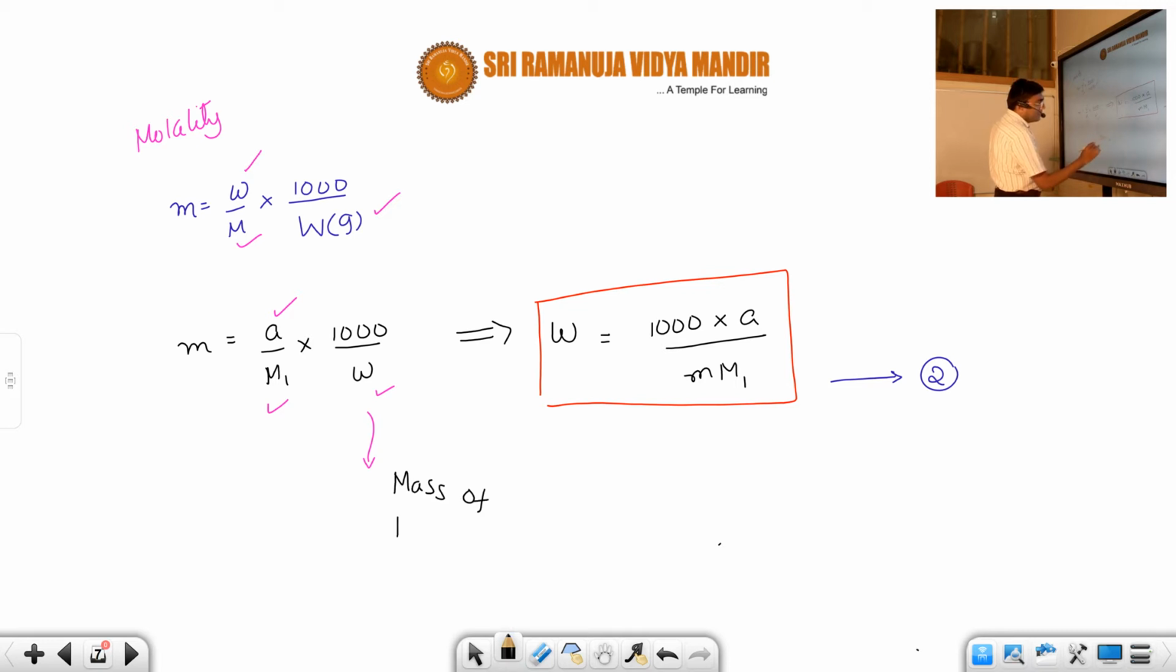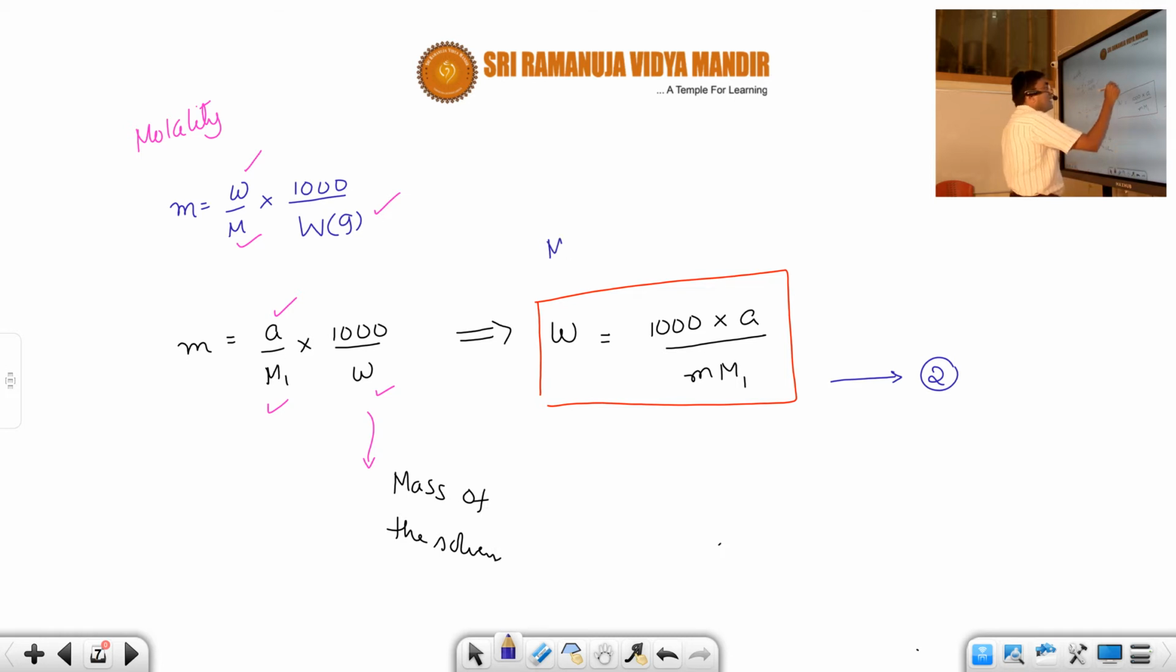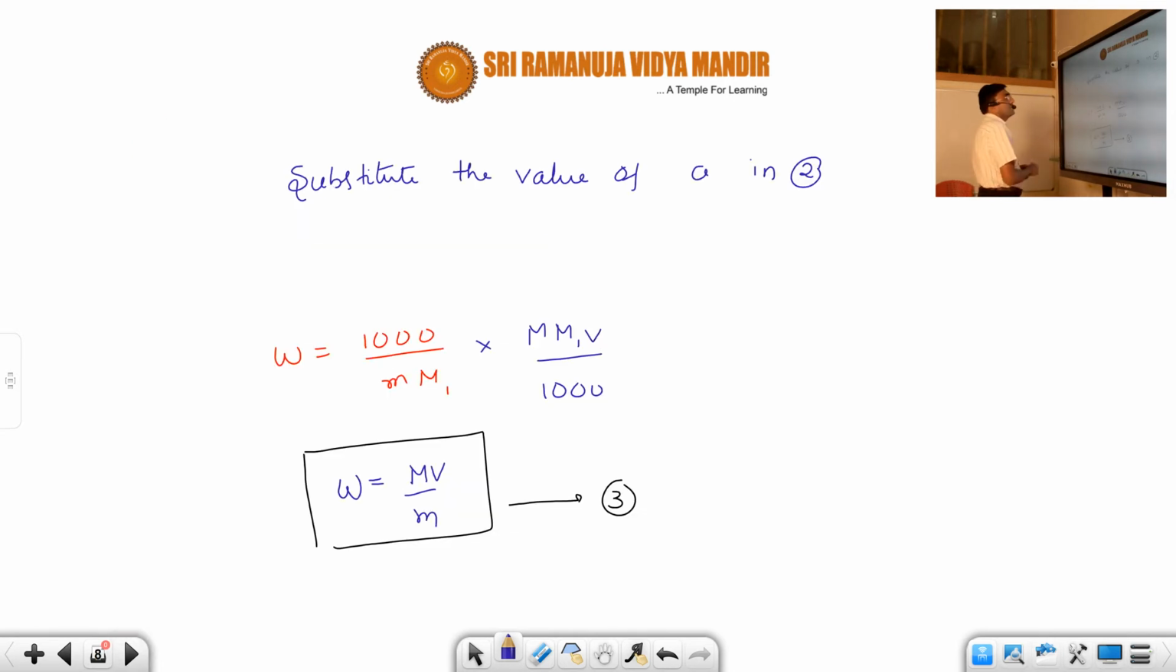It is the mass of the solvent. Now from this you simplify and write here the mass of the solvent. So students, in the earlier case, what you got first was the mass of the solute. Now here you got the mass of the solvent. What is the reason? I'll tell you the reason. Let us go to the next slide.